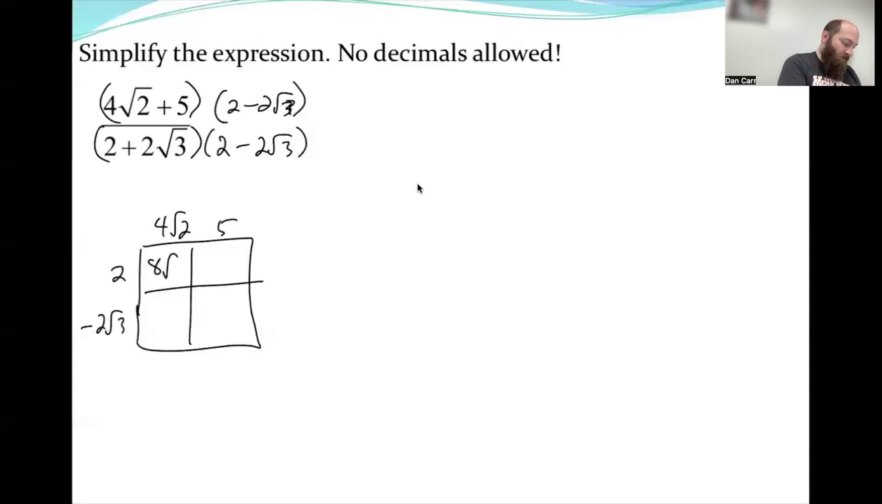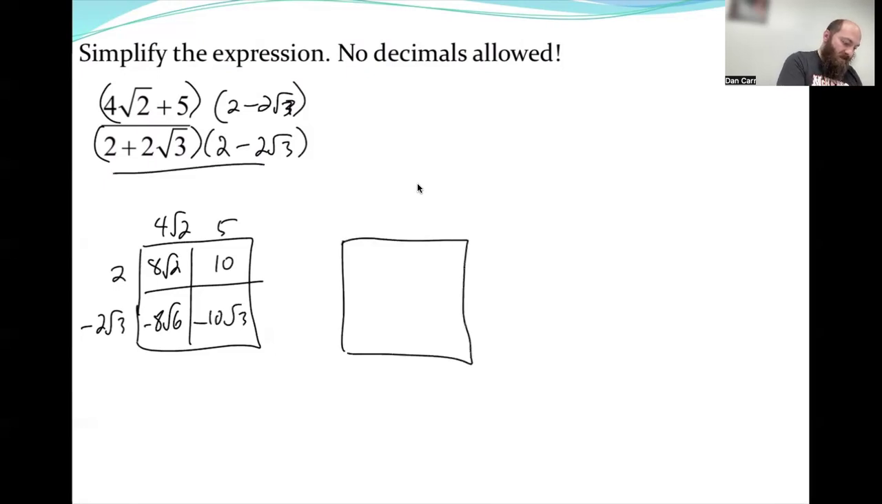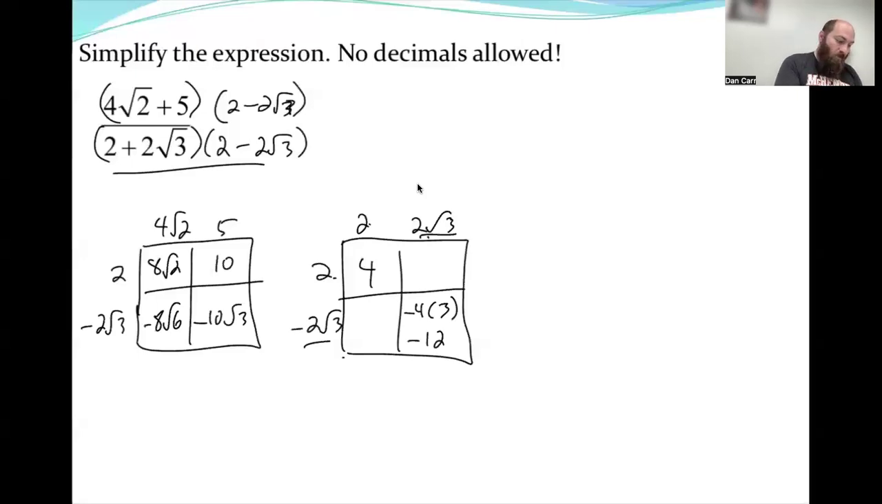So I multiply together, I got 8 radical 2, 10, negative 8 radical 6, and then negative 10 radical 3. When I do the bottom part here, my denominator, do the same exact process. So I got 2 root 3, 2, and negative 2 root 3. So as a shortcut, all I really care about is these two and these two. So that's a negative 4 times 3, which gives me a negative 12. Okay. So these two, if I do go ahead and just do it, that's 4 radical 3 and negative 4 radical 3. So again, because of that shortcut, I can just ignore those anyway, but that's what we get.